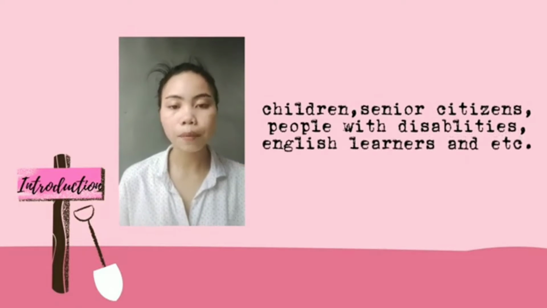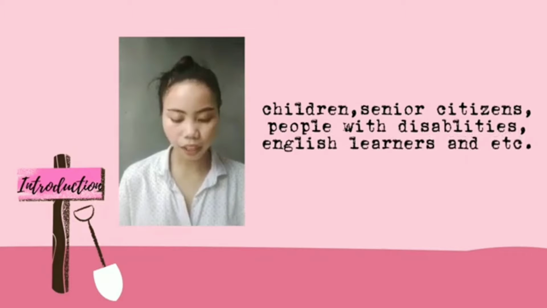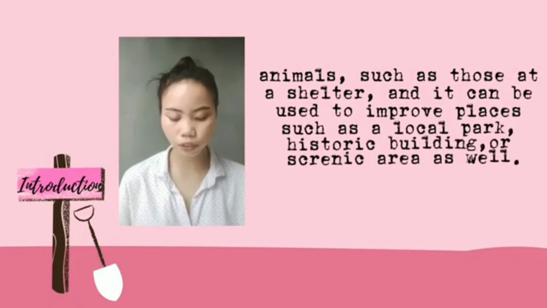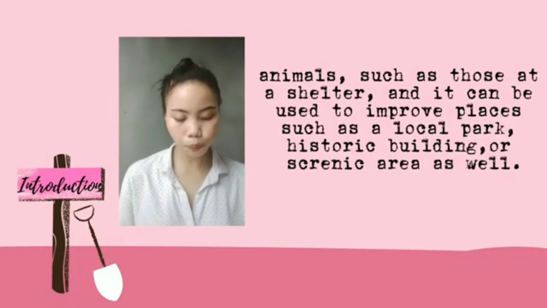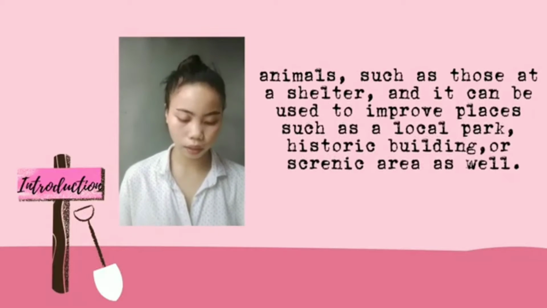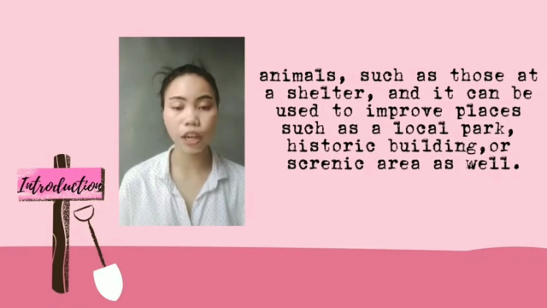Community service can help a group of people in need, such as children, senior citizens, people with disabilities, English learners, etc. It can also help animals, such as in a shelter. It can be used to improve places such as a local park, historic building, or scenic area as well. That is community service.